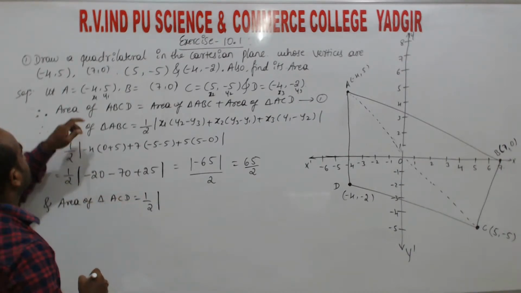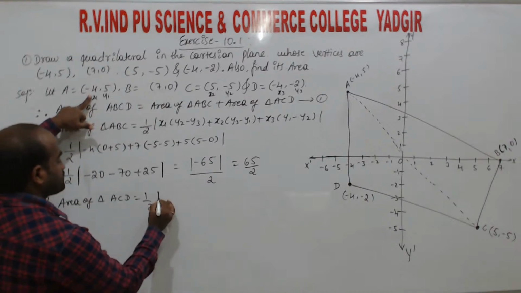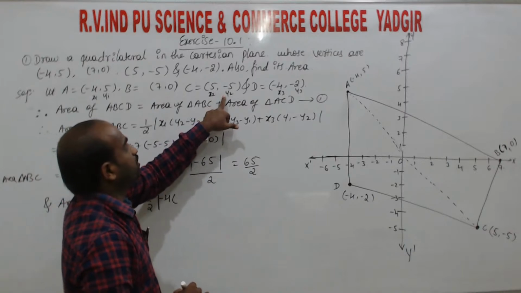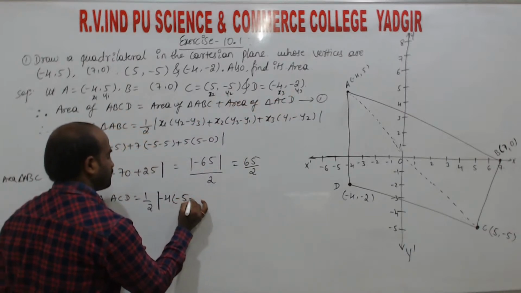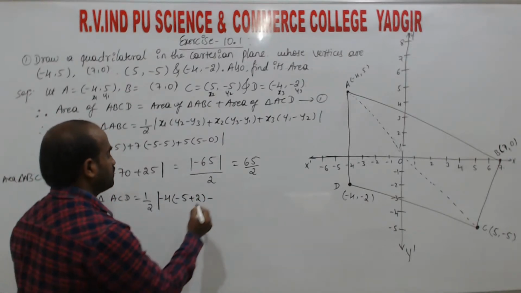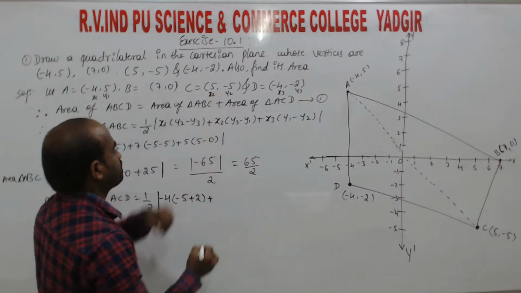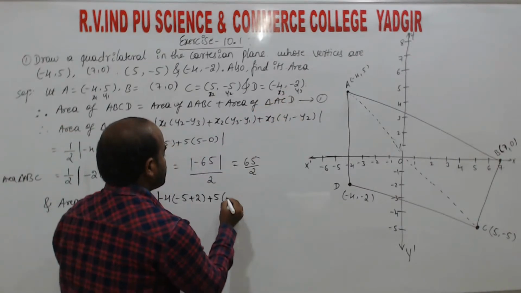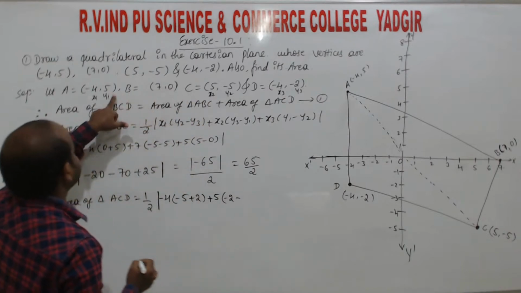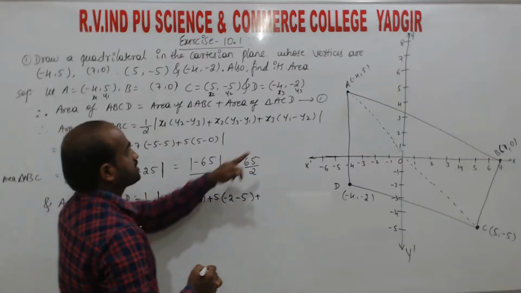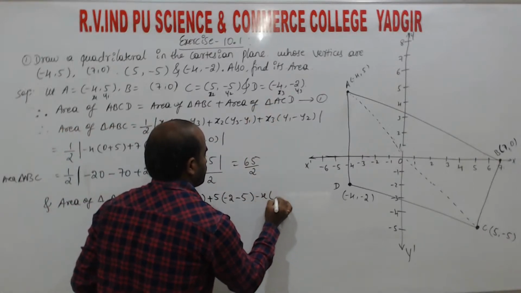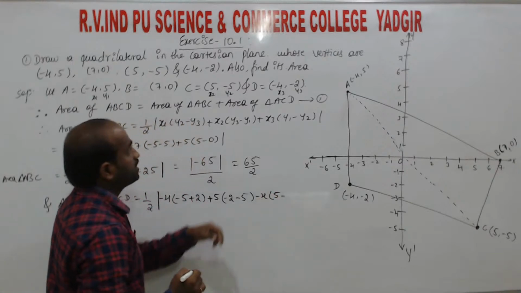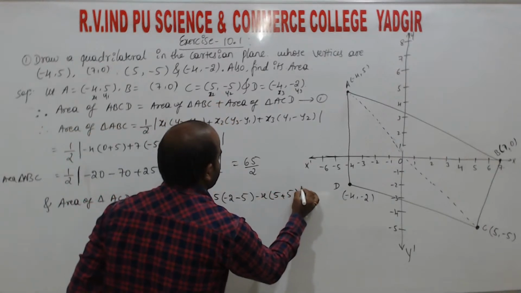Area of triangle ACD is equal to x1 into, x1 is what? Minus 4. Same. Next y2 minus y3. y2 is what? Minus 5, minus into minus, plus 2. Next plus x2. x2 is what? 5. Next y3 minus y1. y3 is minus 2, minus y1 is 5, plus x3. x3 is minus 4. Next y1 minus y2. y1 is 5 minus y2. y2 is minus 5, minus into minus, plus 5. Okay.